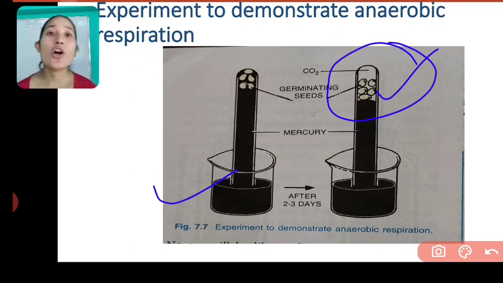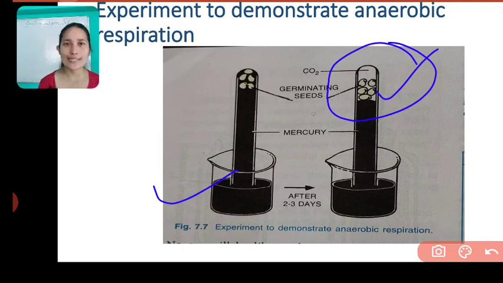Now that's all about the different experiments. You have to go through all these experiments. It's very much important. From this chapter, most of the time the questions are asked from these experiments only. So that's all about the different experiments related to respiration in plants.